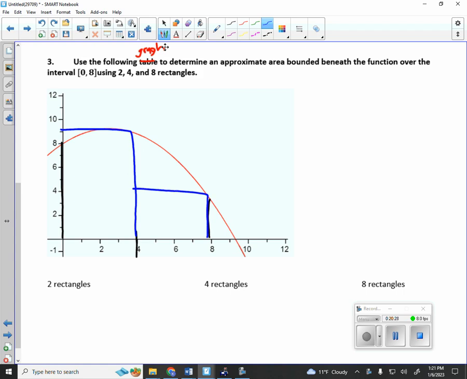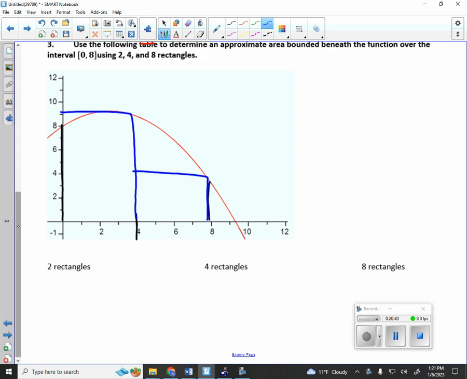Overestimation or under? Definitely under, right? Like this is really under, this is just slightly over. So you can see geometrically, it makes sense. We could say it's going to be an underestimation. We know our formula, yes. That's okay. Yep. So 2 rectangles.